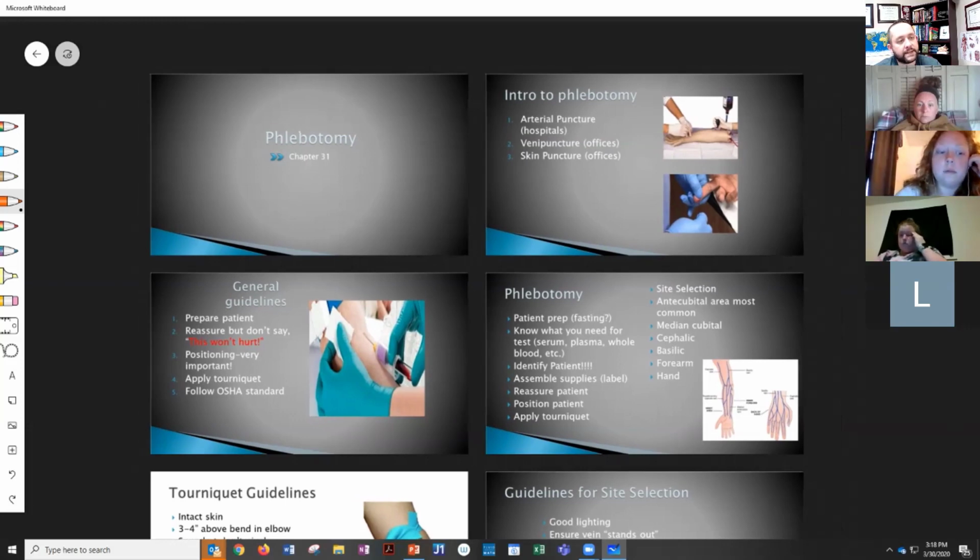Well, anyways, this prefix phleb means vein. It's the Greek word for vein. And otomy means to cut. That's a test question. It's going to come up again. To cut a vein. It's not to pierce a vein. It's not to take out blood. It's to cut a vein. There's two different ways you can do that.